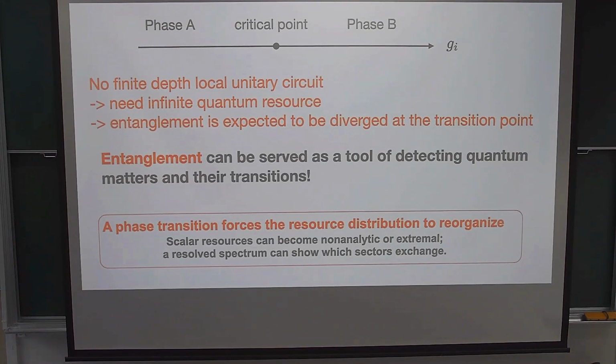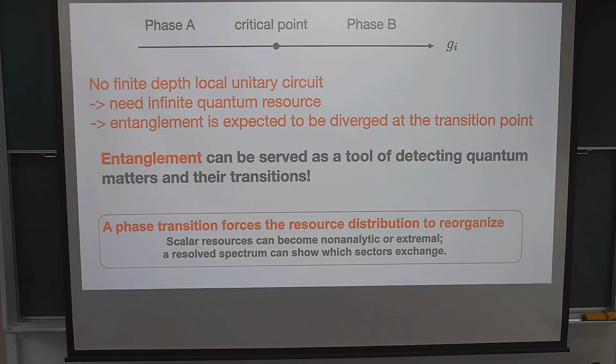not just entanglement, such as magic, which I will describe very soon, and other things that can also detect these many-body phase transitions. Okay, there is a scalar resource, which is some kind of entanglement entropy quantity, and there can be a resolved spectrum, which we call the entanglement spectrum.